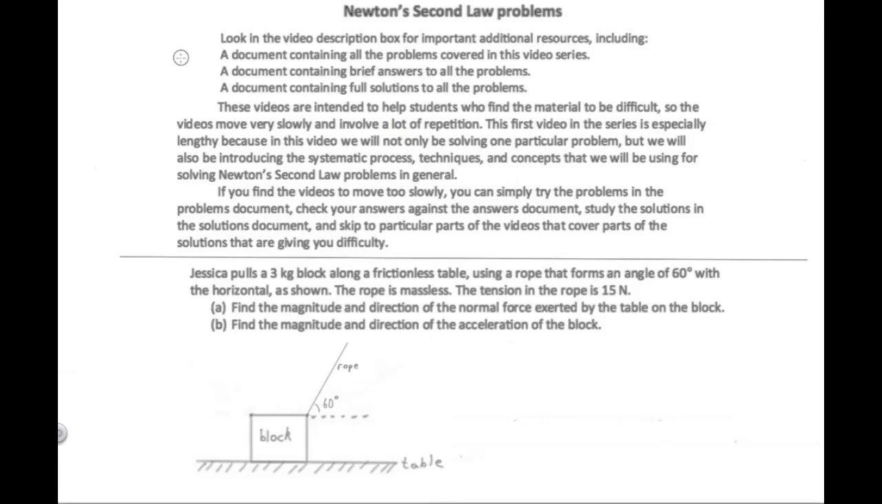In this video series, we will be discussing how to solve Newton's second law problems. Here is our first problem. Please pause the video and try to solve this problem. Okay, and now we will discuss the solution to this problem together.